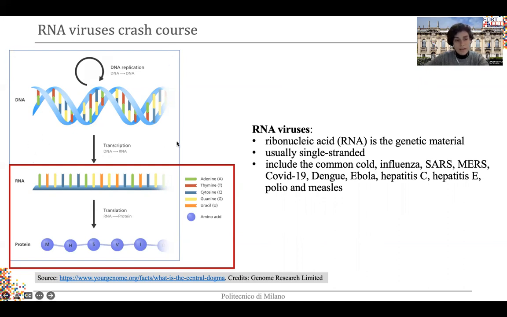So for now, we forget this part where we have the double helix of DNA that transcribes into RNA, but we just focus on this part. RNA is a single strand. We have adenine, thymine, cytosine, guanine. Actually, in RNA, instead of thymine, we have uracil, and the translation of RNA into proteins makes amino acids.